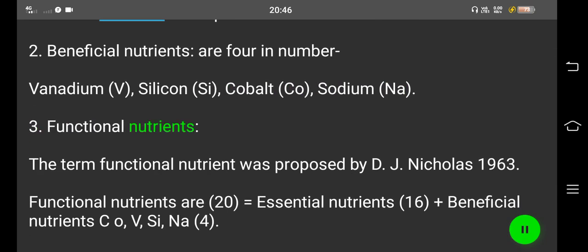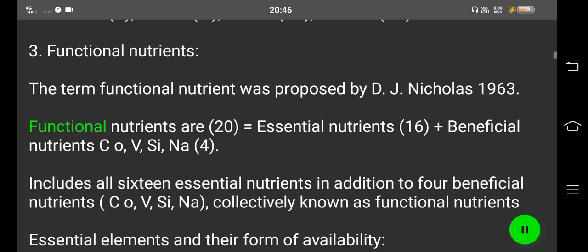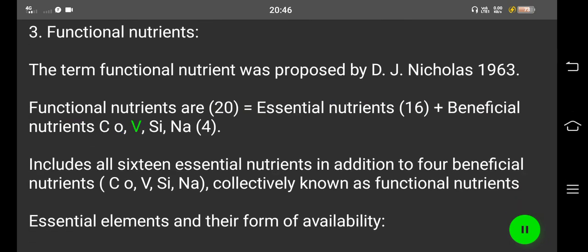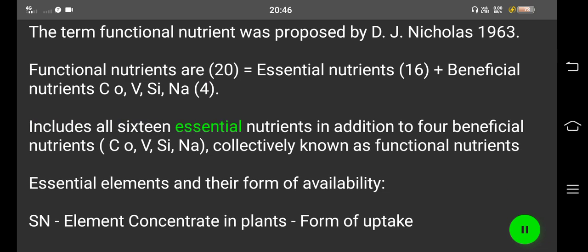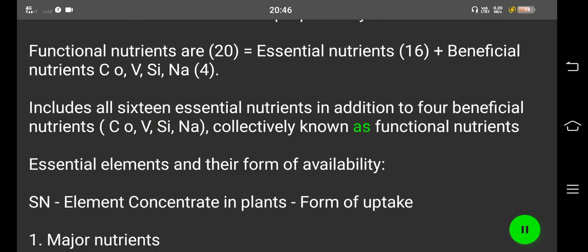3. Functional nutrients. The term functional nutrient was proposed by D. J. Nicholas in 1963. Functional nutrients are 20, equal to essential nutrients 16 plus beneficial nutrients Co, V, Si, Na 4. This includes all 16 essential nutrients in addition to the 4 beneficial nutrients Co, V, Si, Na, collectively known as functional nutrients.